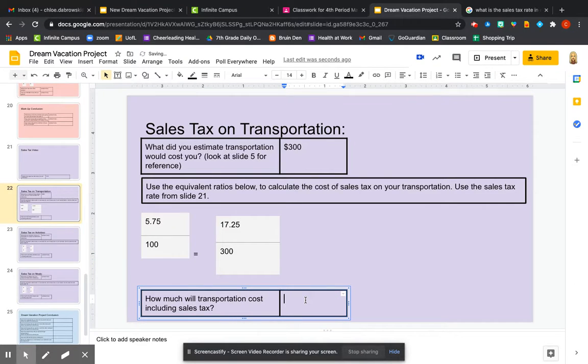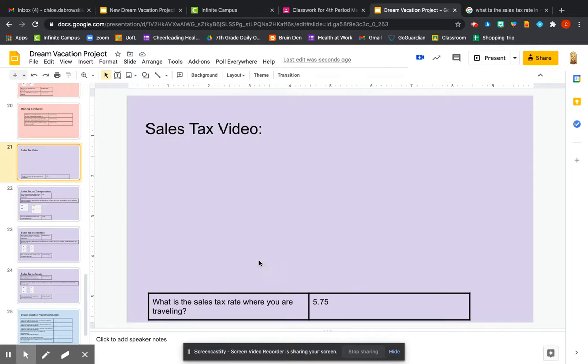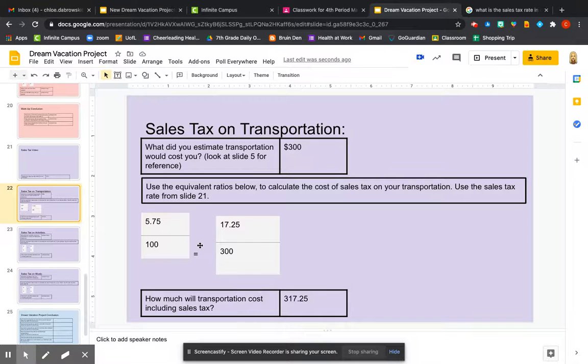So how much will the transportation cost you? Again, sales tax is really similar to a markup. We're going to take that X value, add it to our original cost, and now my transportation costs me $317.25. So really the main thing that you guys need to do is just make sure you Google what your sales tax is and then set up your two ratios just like we have been doing. Cross multiply and divide to solve for X. And then still, sales tax is just like a markup. You're going to add that X value to your original cost to get your values.